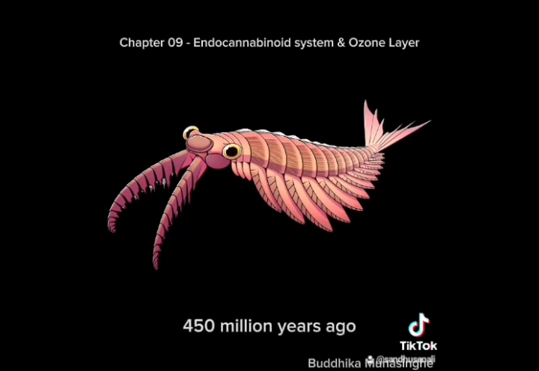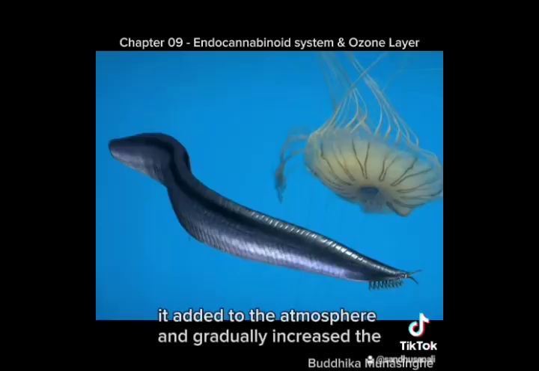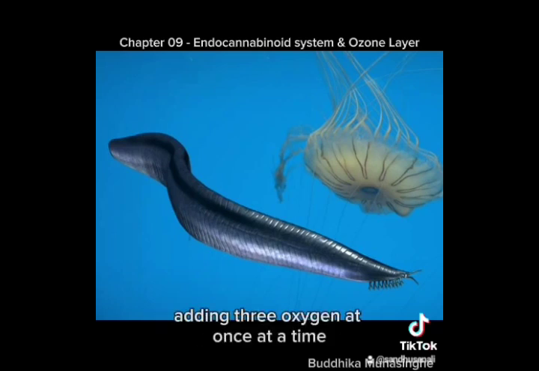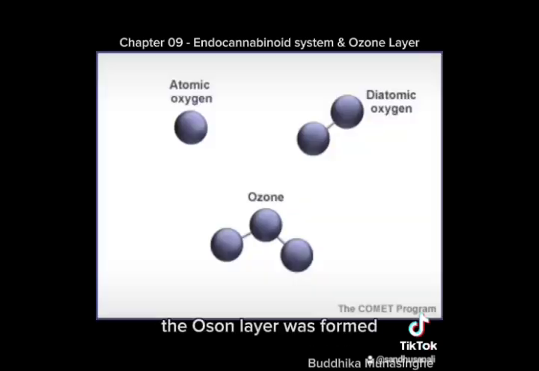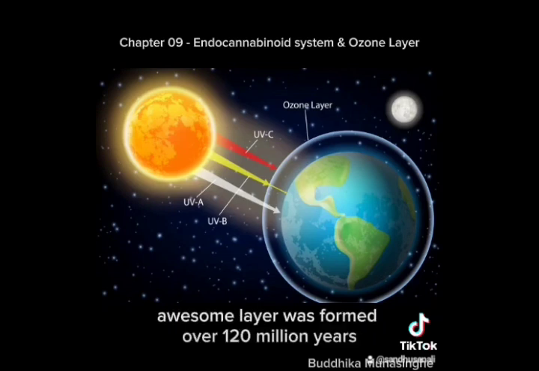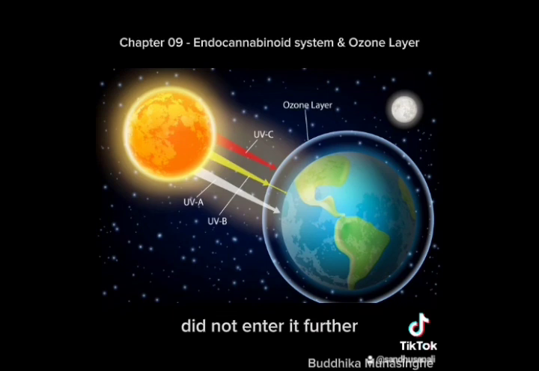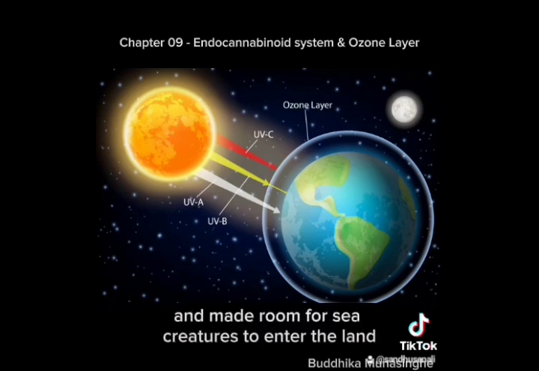450 million years ago, the temperature of the atmosphere was only 30 degrees Celsius. Oxygen was added to the atmosphere and gradually increased in amount, adding 3 oxygen atoms at a time, and after traveling about 50 kilometers, the ozone layer was formed. This is how the ozone layer was formed over 120 million years. At the same time, the ultraviolet rays that had entered the earth until then did not penetrate further and made room for sea creatures to enter the land.